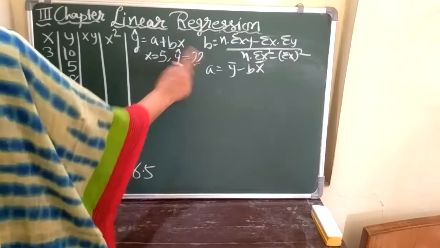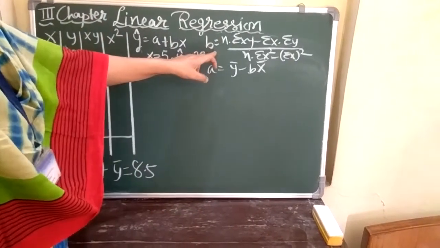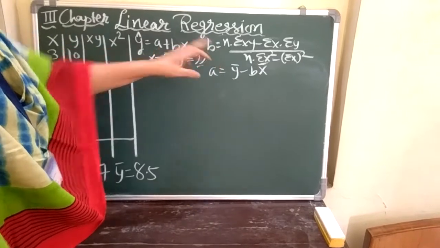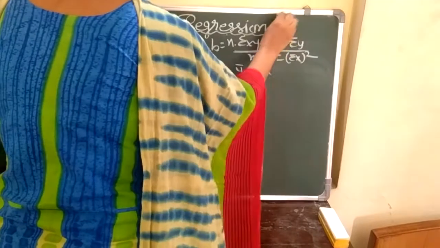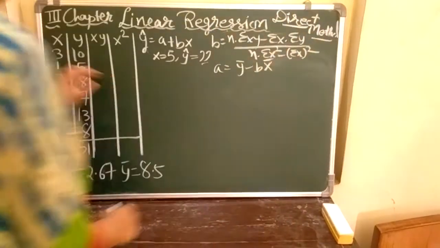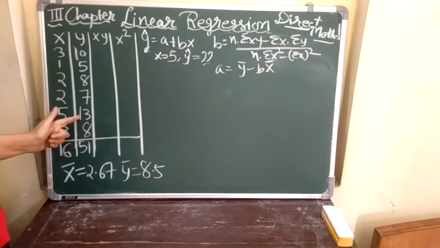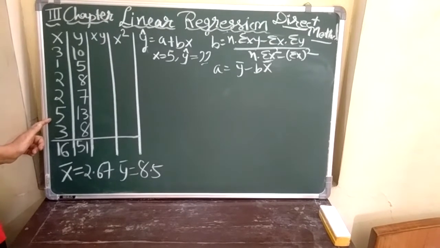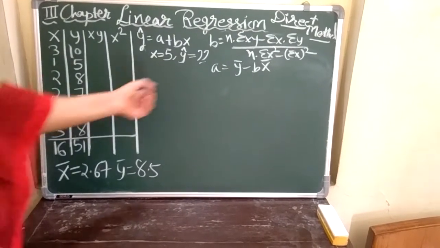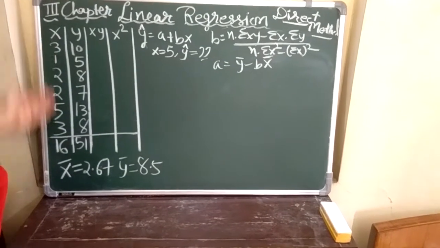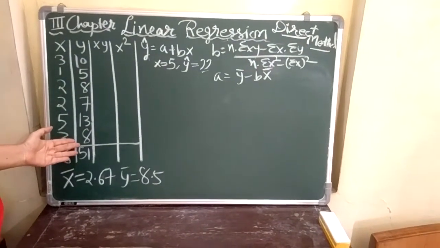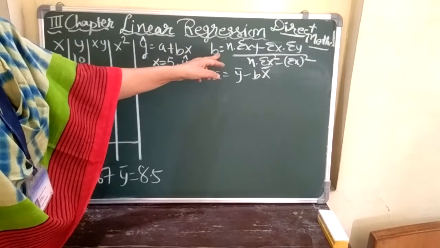Now as I said, here you can see the formula for finding B. This method, again like correlation, is known as the direct method. Same rule: check the x and y variable values. If those values are 20 or less than 20, then we can go for this direct method. Now here both the values are less than 20. So as I said, first we will find B.